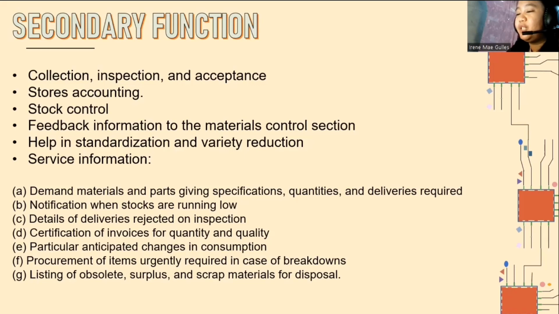Under that, B, notification when stocks are running low. C, details of deliveries of projected ones. D, certification of invoices for quantity and quality. E, particulars of anticipated changes in consumption. F, procurement of items urgently required in case of breakdowns. G, listing of obsolete, surplus, and scrap materials for disposal. This means to minimize obsolete, surplus, and scrap through proper quantification, preservation, and handling.